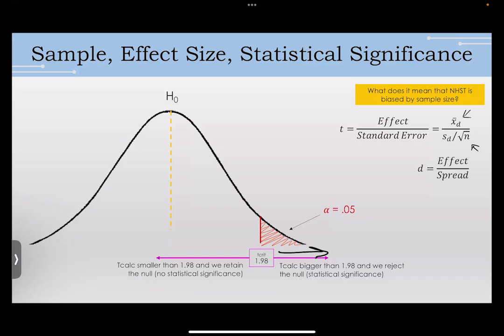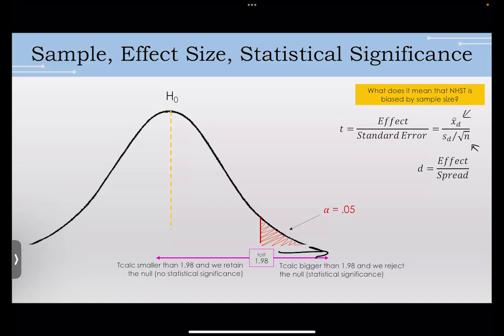Now, look at effect size. The formula for effect size, the conceptual formula, has sample size in it? No, right? That's a really important distinction I think people are missing. There's no sample size component to effect size. It's just effect over spread.